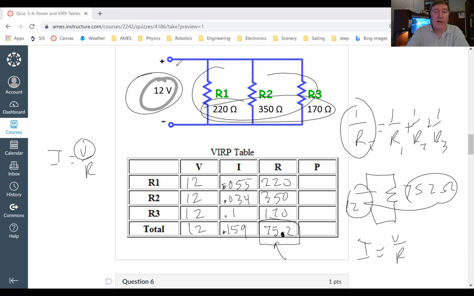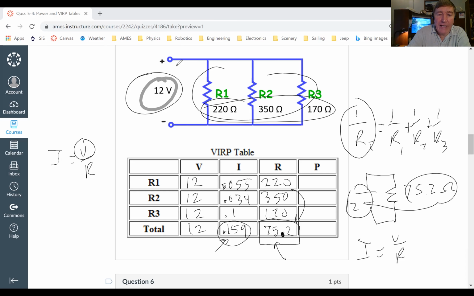And notice if I add all of the currents, that will give me the total current. I can't do that with resistors. I can't add the resistors in order to get this, but I can add the currents because that's the way that parallel circuits work. So I think this is a really good review of how series and parallel circuits work. And based on what I'm seeing on your quiz scores, it looks like it's a review that is well needed.